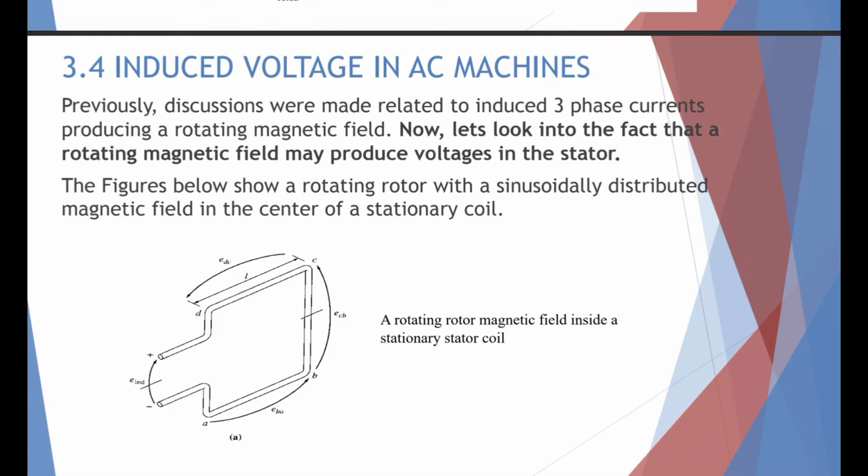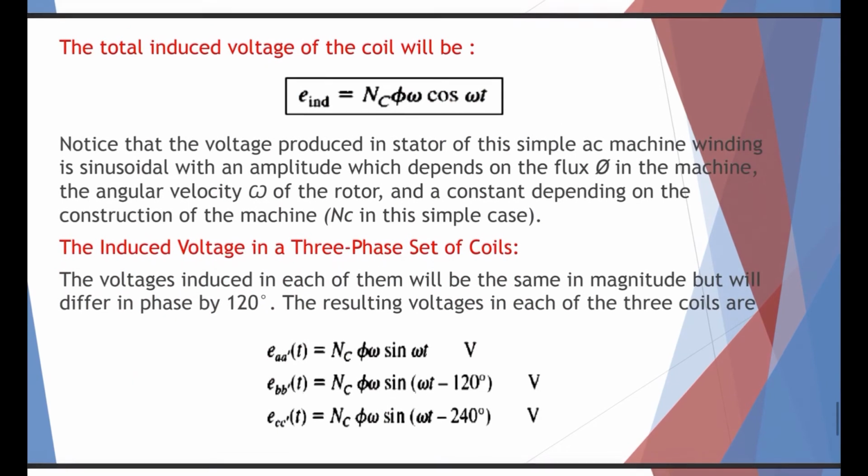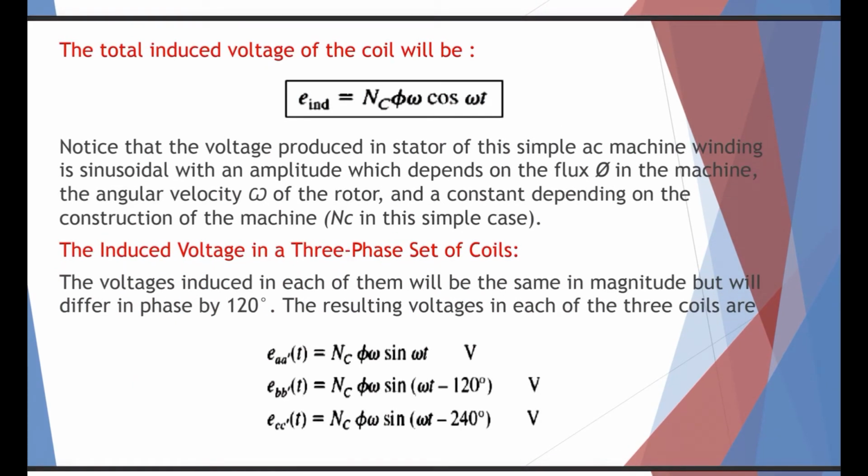The figures below show a rotating rotor with a sinusoidally distributed magnetic field in the center of a stationary coil. The total induced voltage of the coil will be, we have this formula, e_ind equals N_C flux omega cosine omega t. Note that the voltage produced in a stator of a single-phase AC machine winding is sinusoidal with an amplitude which depends on the flux in the machine, the angular velocity omega of the rotor, and a constant depending on the construction of the machine.